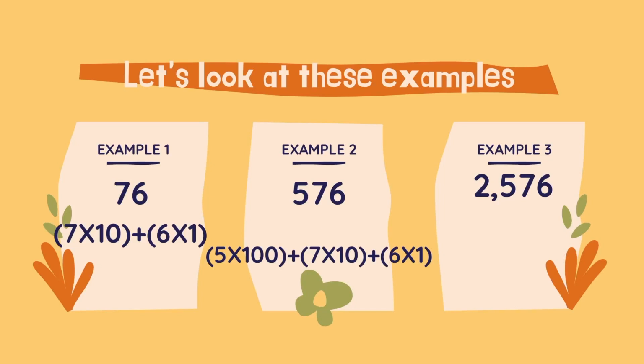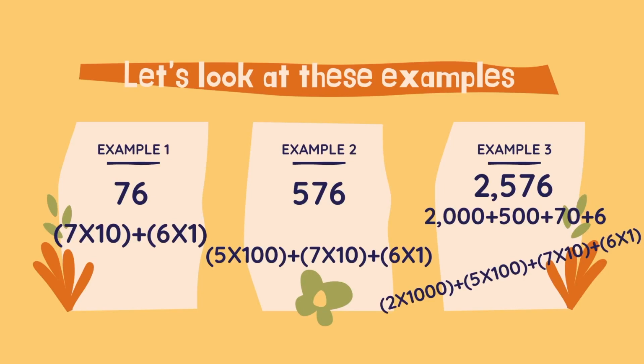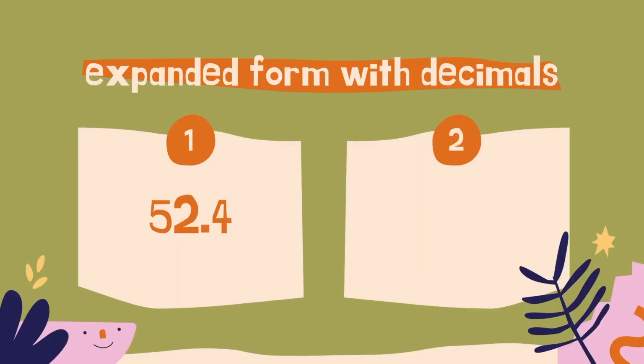Next we have 2,576. So first level would have been 2,000 plus 500 plus 76 like in the first video. But if we expand that even further for next level, well, we had a 2 in the thousands place. So that's 2 times 1,000. A 5 in the hundreds place. So that's 5 times 100. A 7 in the tens place. So 7 times 10. And a 6 in the ones place. 6 times 1. Let's see how this would work out with decimals, but this time we're just going to focus on the next level way.